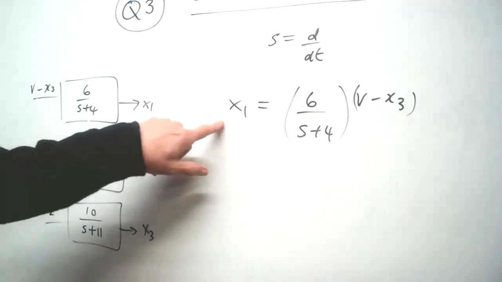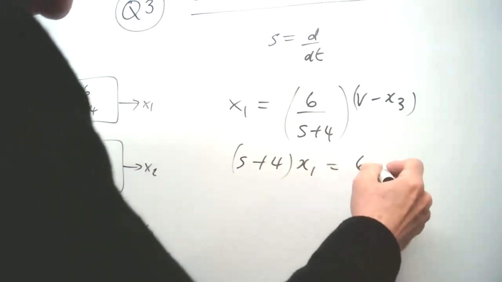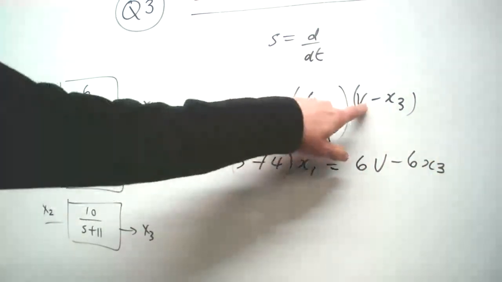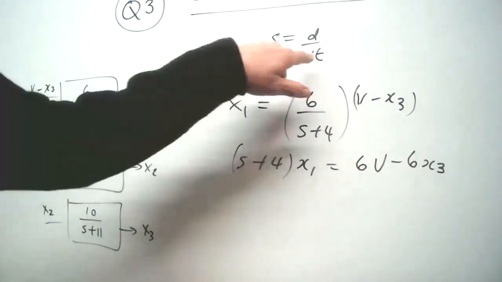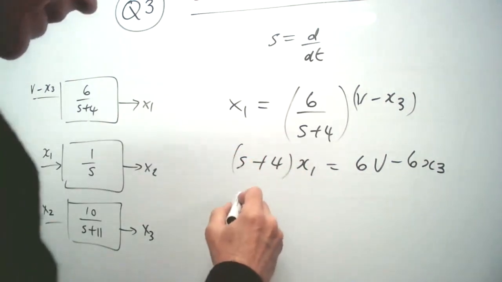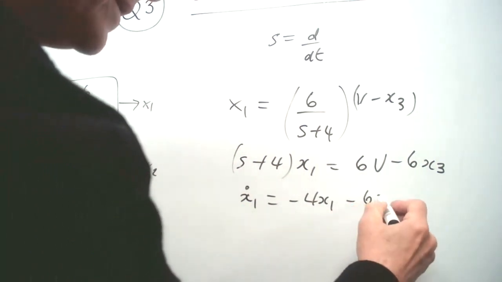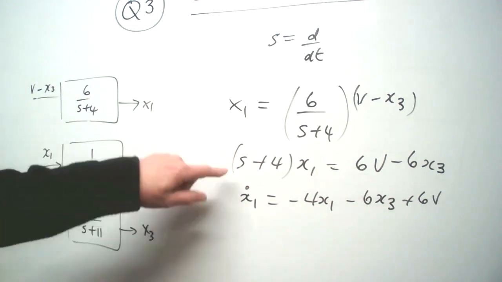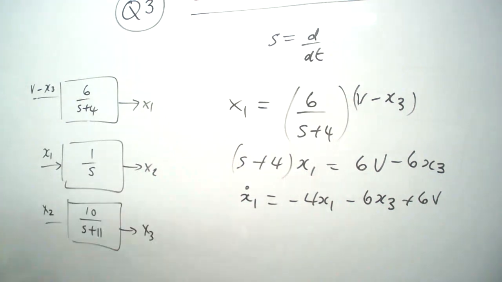So if we take this term here and move it up here, we'll get s plus 4 times x1 is 6V minus 6x3. This is 6 times that. Now s times x1 is in fact d by dt of x1, which is x1 dot. So we get that x1 dot is minus 4x1 minus 6x3 plus 6V. So here's our first little equation. We've converted our transfer function back to a differential equation, and we have to do that for these two as well.